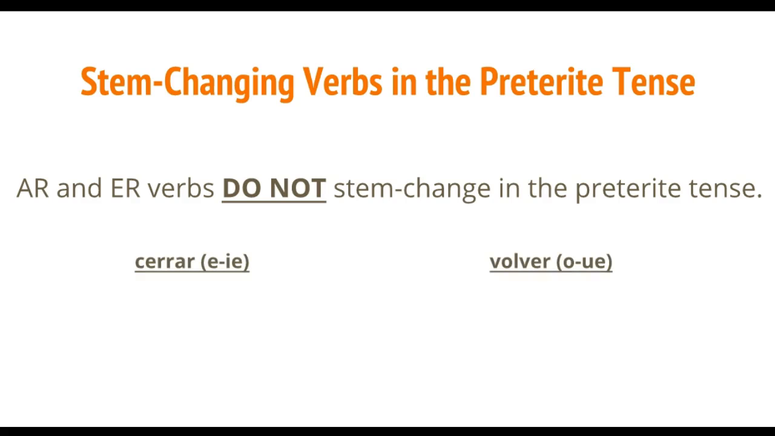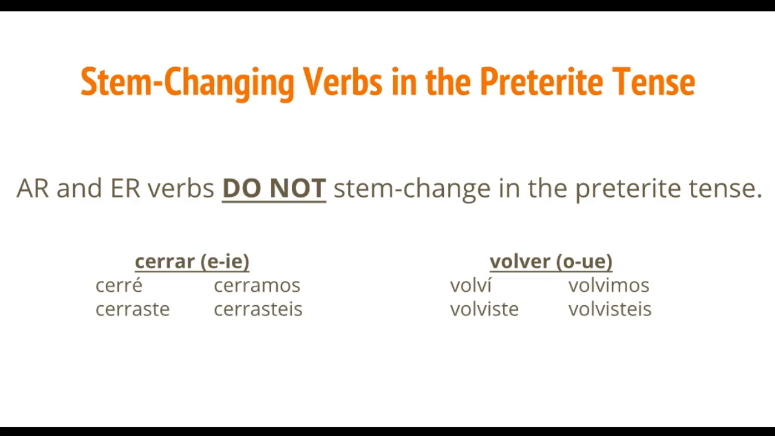Here's an example of a couple of verbs that would stem change in the present tense, but don't in the preterite. So the verb cerrar, you're used to seeing that as an E to IE verb, and volver, you're used to seeing that as an O to UE verb. But if you look at their conjugations here, you'll see they don't stem change at all in the preterite tense. So that's hopefully a little bit easier for you to remember that.